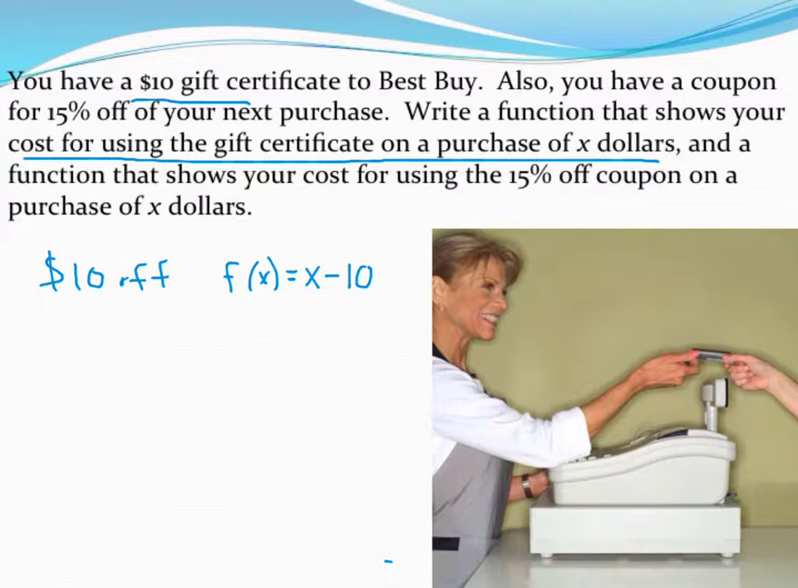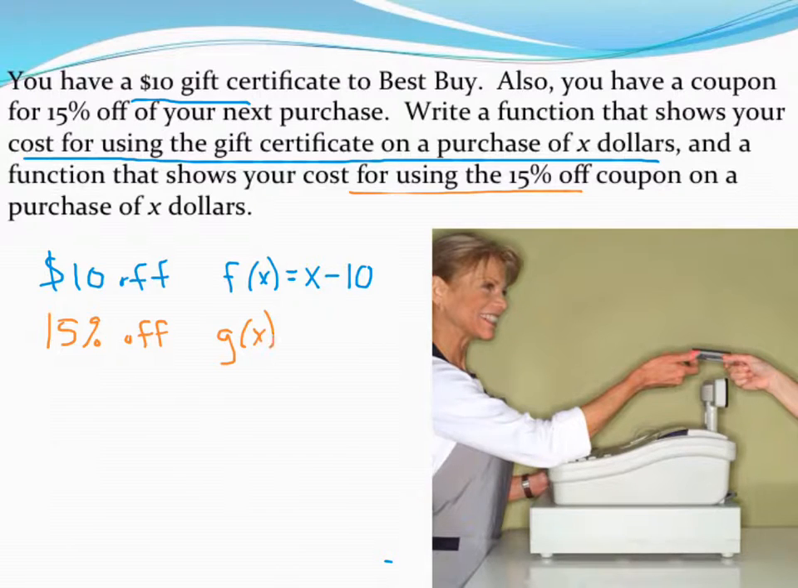The second one, we're going to use a little bit of a trick to figure out. This time I'm going to use the 15% off coupon and then write a function to represent that. So again, let me label this. This is the 15% off. And I'll call this one the g of x function.